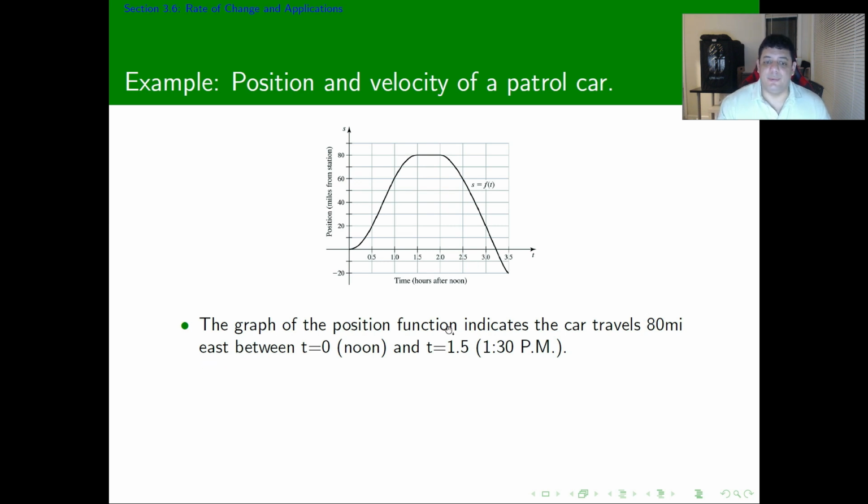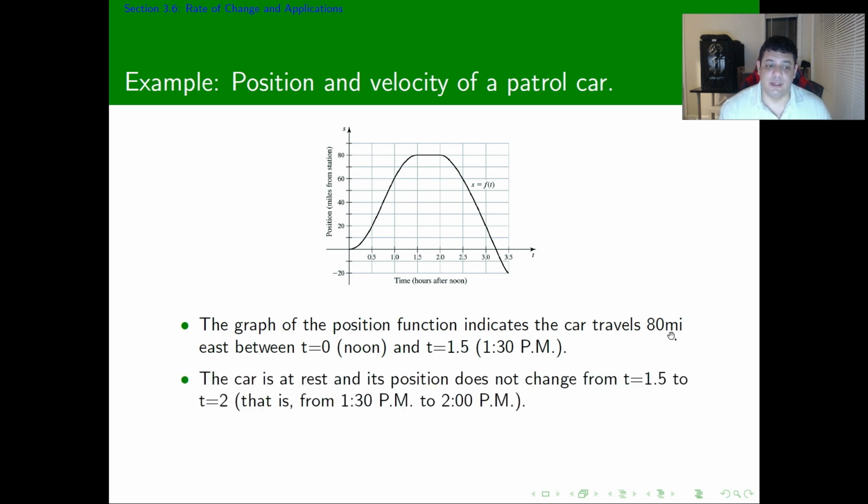Now the graph of the position indicates that the car is traveling at 80 miles per hour between t equals 0 and t equals 1.5. You can see that in here. And you can take these points to calculate the average velocity between this point and this point. That's how you're going to get that information.